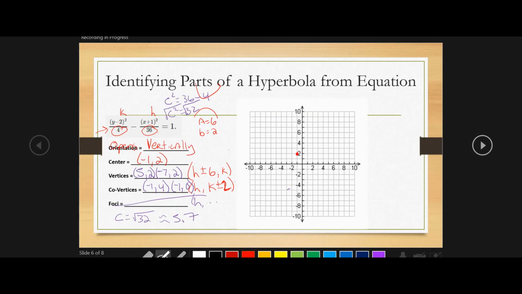There we go. And our vertices are going to be 5, 2, and -7, 2. Okay, so that's our major. And then for the co-vertices, it's going to be -1, 4, and -1, 0. That's our minor.